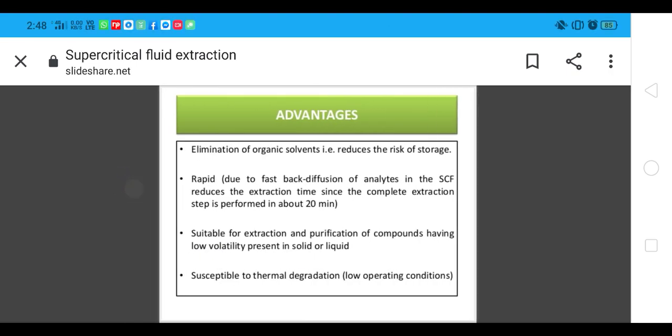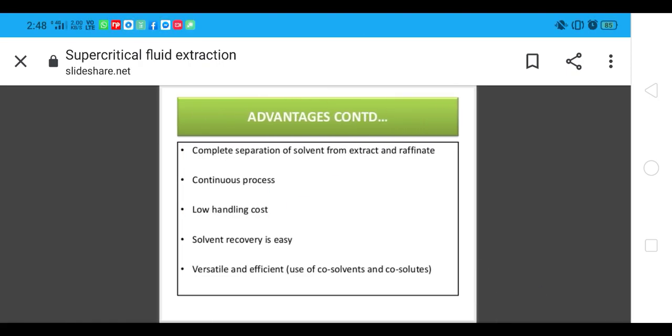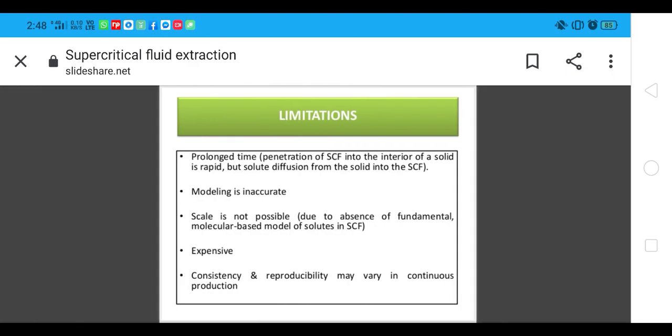Advantages: elimination of organic solvents, which reduces the risk of storage; a rapid process because of fast diffusion and solution capacity; suitability for extraction and purification of compounds having low volatility present in solids and liquids, and those susceptible to thermal degradation; complete separation, continuous process, low handling cost, very easy solvent recovery, versatile and effective.